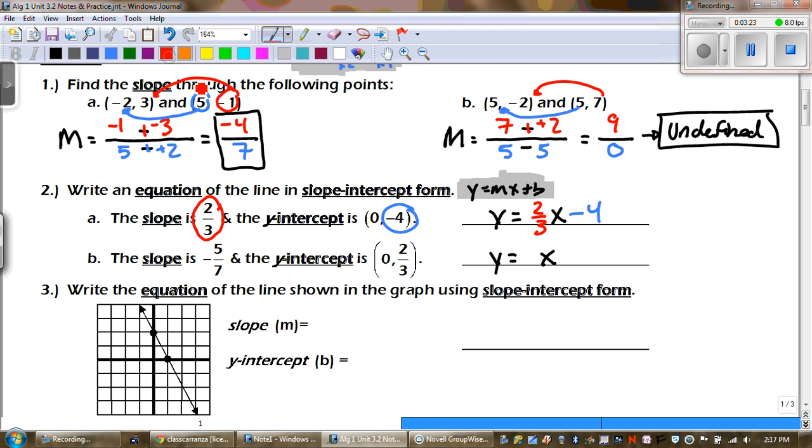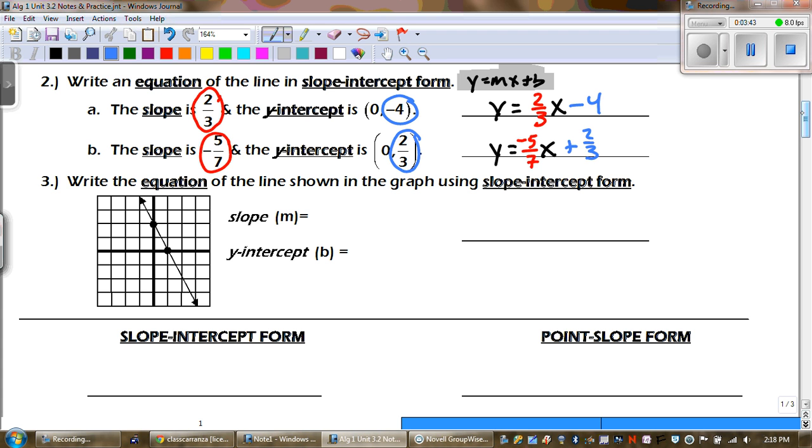With my next one, look to see the slope. Slope is saying it's -5 over 7. And then whatever the b is, it's a positive 2/3. Your y-intercept can be a fraction too.